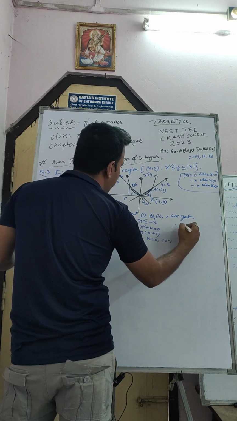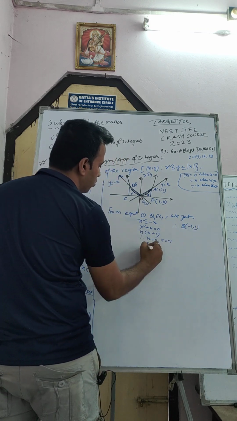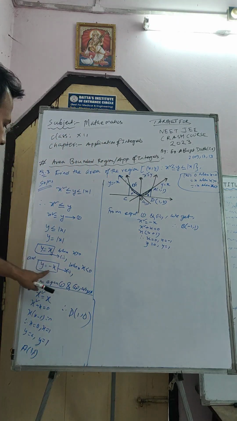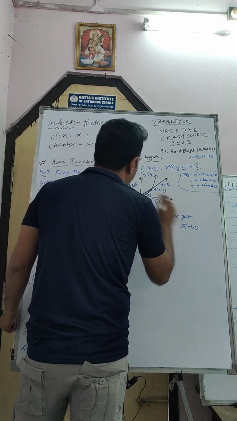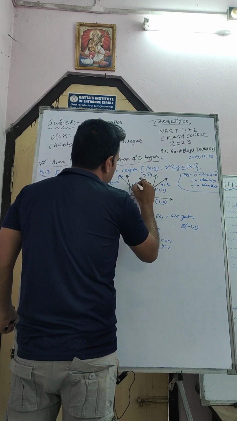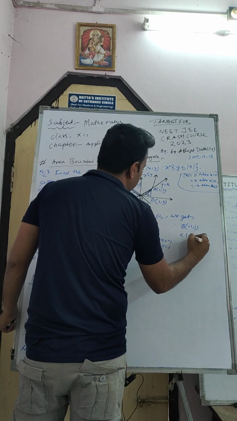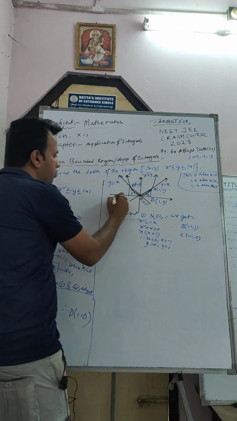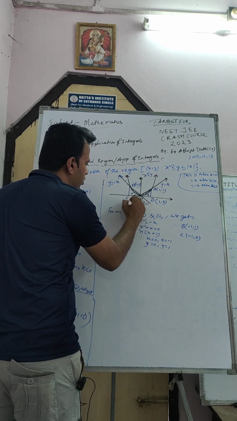So therefore the coordinate of b will be minus 1 comma 1. If x is 0, y is 0, and if I put x equal to minus 1, y will be plus 1. So the coordinate of b will be minus 1 comma 1, and the coordinate of c will be minus 1 comma 0. Coordinate of c is minus 1 comma 0.